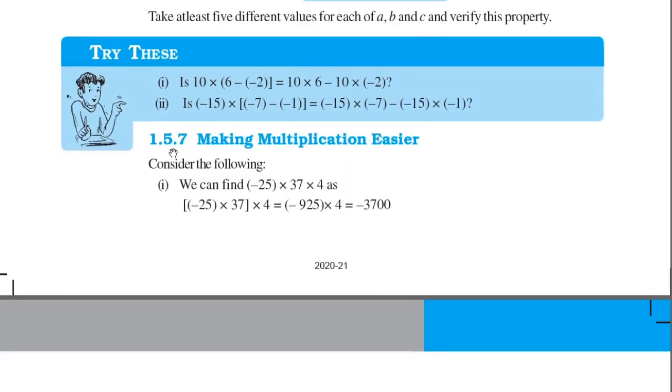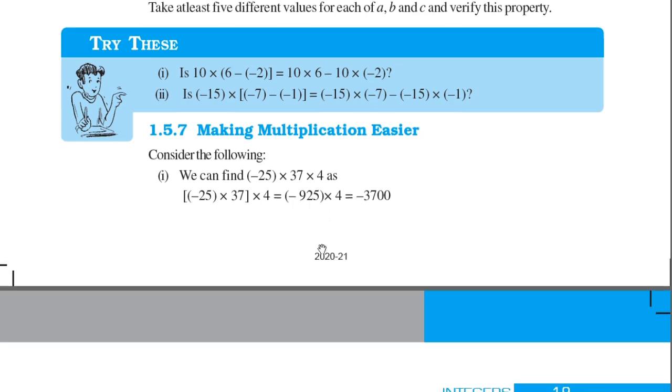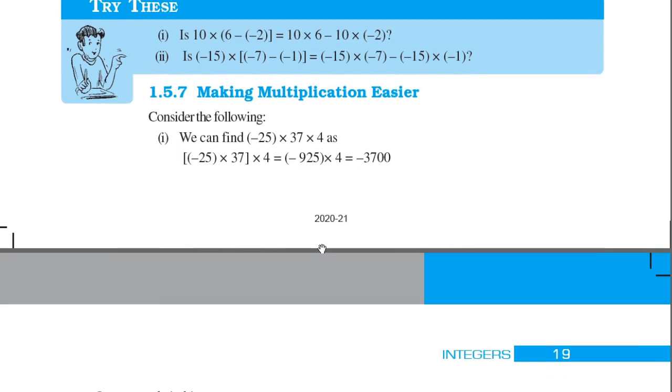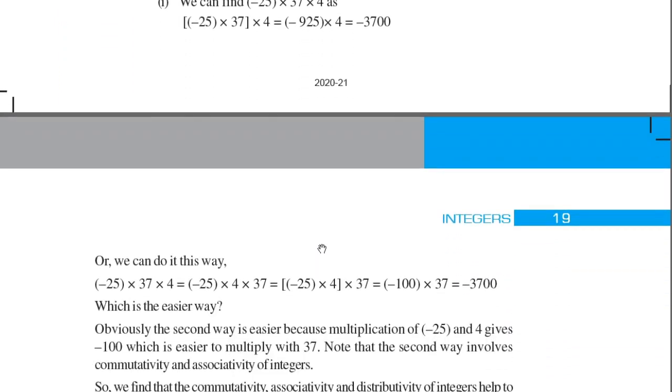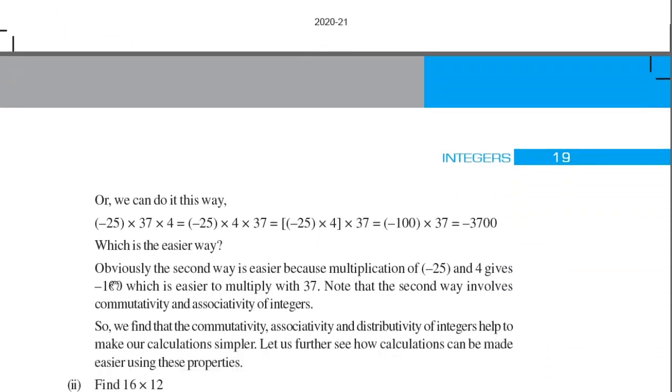1.5.7 Making multiplication easier. Consider the following. We can find minus 25 into 37 into 4 as minus 25 into 37, into 4. You can write it like this, or the answer will become like minus 925 into 4 is equal to minus 3700. So multiplication gets easier as you combine two together to make it short.